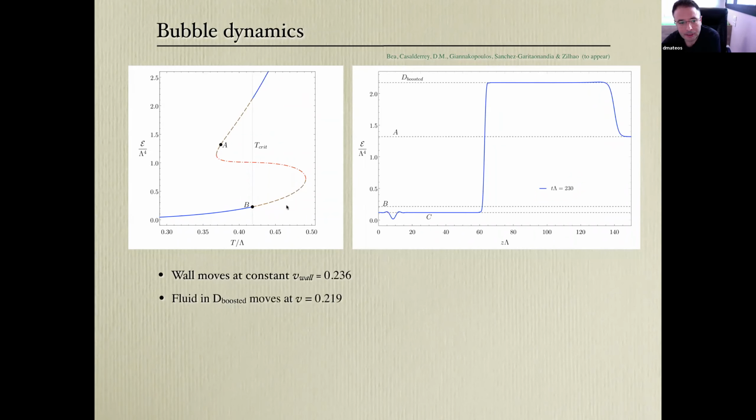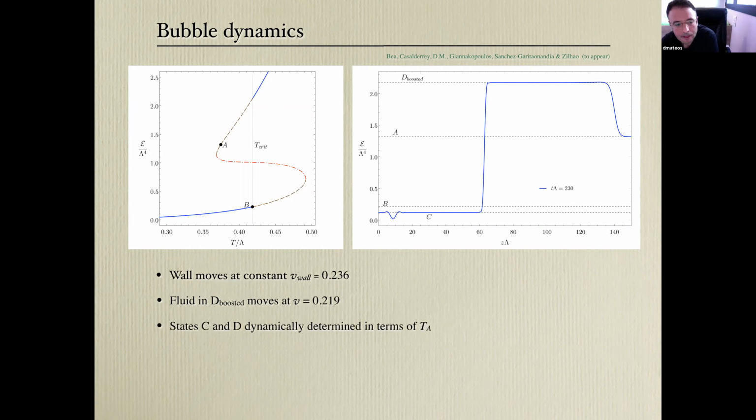We also see that even though you started with the state A outside and the state B inside, once the bubble gets in motion, the system relaxes and chooses its preferred state in front of the bubble, what I'm calling D boosted here, and C inside. And this D, if you look at the fluid velocity here, it's constant and equal to 0.219. Now these states C and D are dynamically determined in terms of the initial nucleation temperature. They don't depend on where B that you started with is, as I will show you in a second.